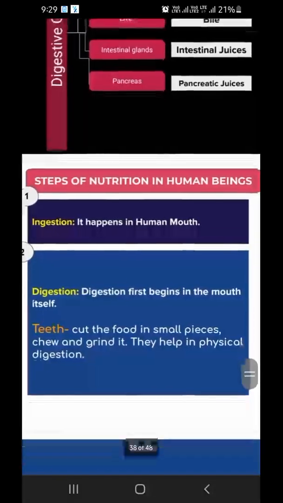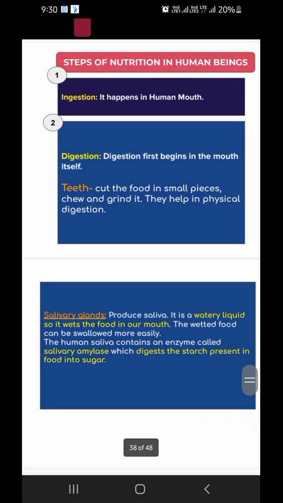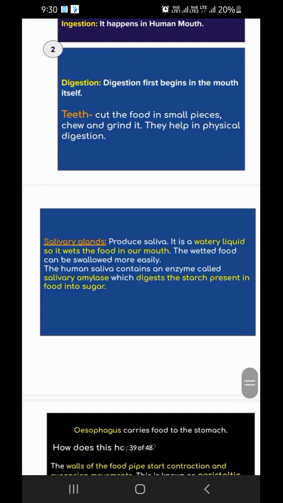Now, the steps of nutrition in human beings. First is ingestion. It happens in the human mouth. Second, digestion. It takes place first in the mouth. We cut the food into small pieces with the help of teeth. Then the salivary gland, as I told you, produces saliva. It is a watery liquid, which in Hindi we call thook. The wetted food can be swallowed more easily.